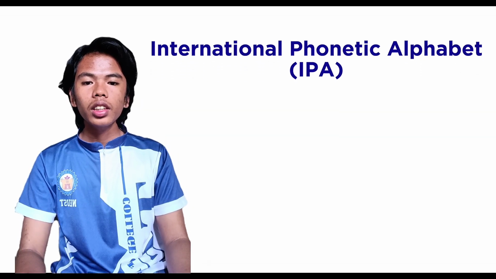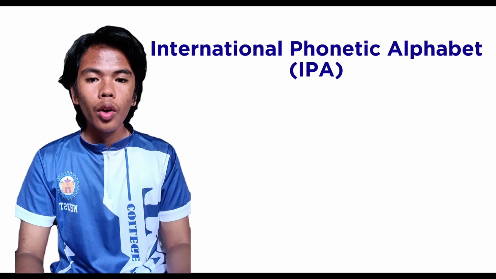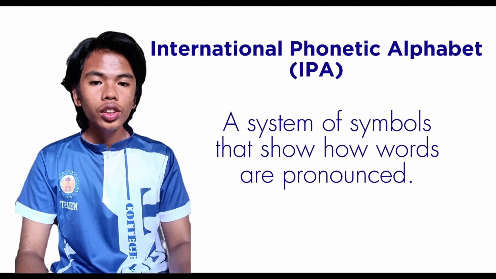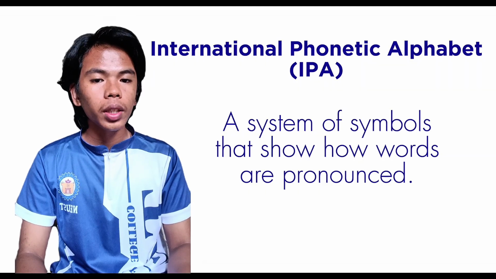So before we proceed to our topic, let us first understand what is International Phonetic Alphabet. So do you have any idea? You can pause this video first and write those ideas in your paper, then we'll check if those ideas are correct. Okay, so International Phonetic Alphabet, or IPA, is a system of symbols used to show how words are pronounced no matter what language they came from.